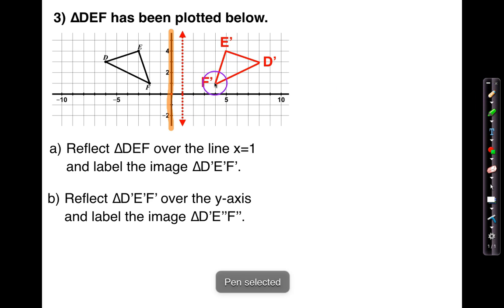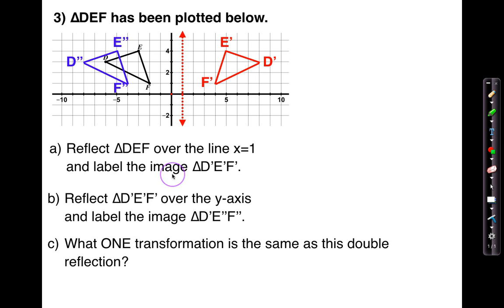I'm going to reflect. So here it's 1, 2, 3, 4 units away. So I'm going to go in the opposite direction, 1, 2, 3, 4. Call that F double prime. Here it's 1, 2, whoops, just kidding. Starting from the y-axis, not the x equals 1. So 1, 2, 3, 4, 5. Opposite direction, 1, 2, 3, 4, 5. And call that E double prime. We have 1, 2, 3, 4, 5, 6, 7, 8. Opposite direction, 1, 2, 3, 4, 5, 6, 7, 8. And call that D double prime. Go ahead and draw your line there, and there you have it.